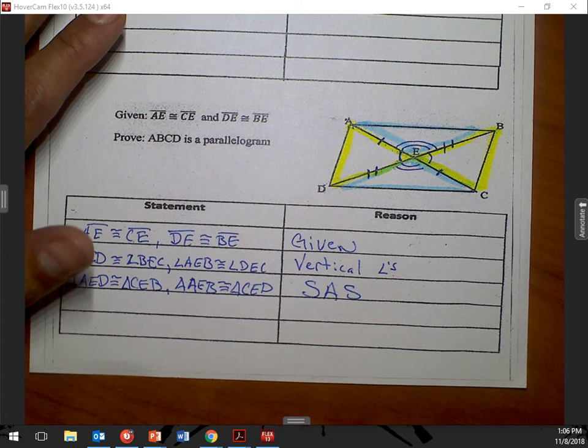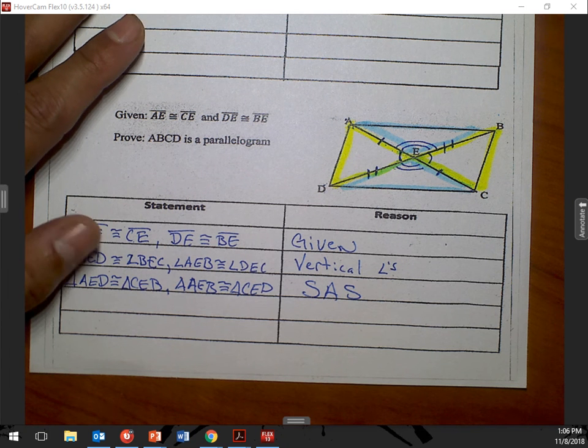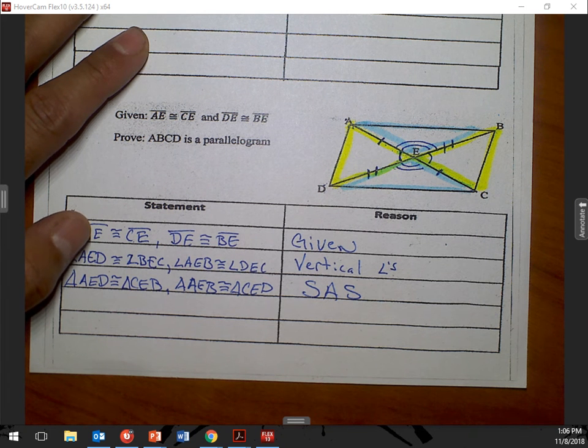Okay, Mr. Bradshaw. So the lines on top of letters means it's a side. The little thing is an angle. And the full triangle means it's a triangle. Yeah. Excellent.